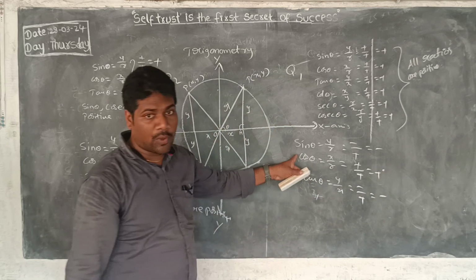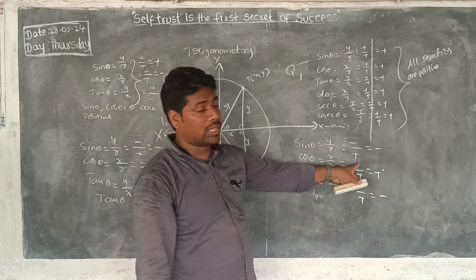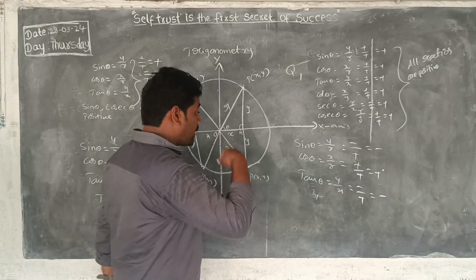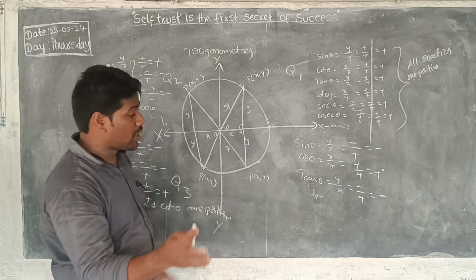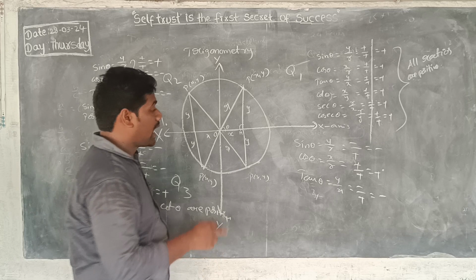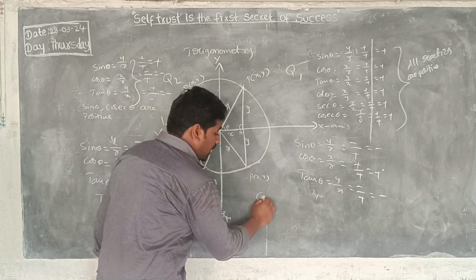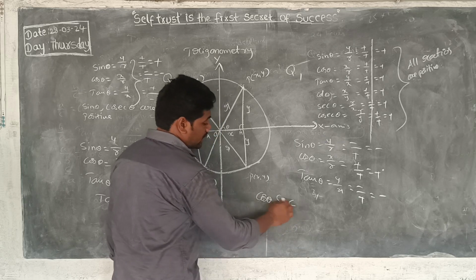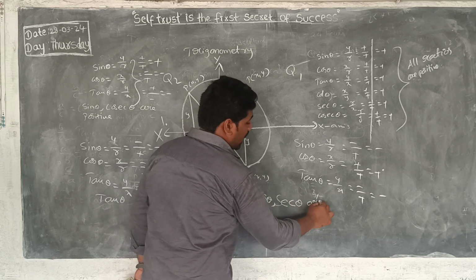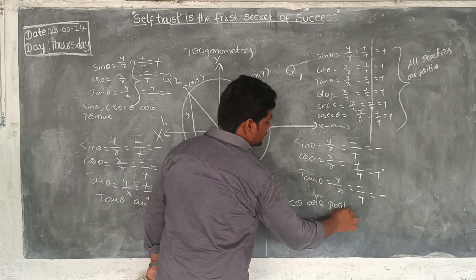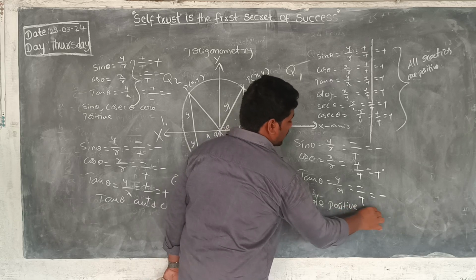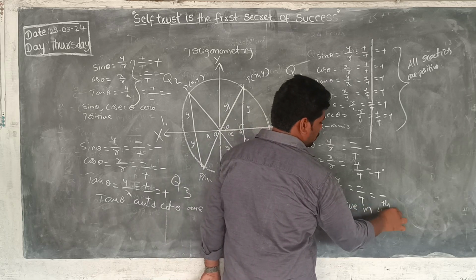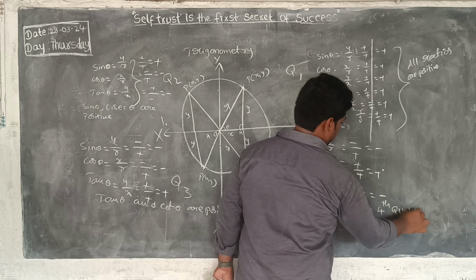So what are the positive ratios in the fourth quadrant? Only cos theta is positive in the fourth quadrant. When cos theta is positive, the reciprocal of cos theta, secant theta, is also positive. Cos theta and secant theta are positive in the fourth quadrant.